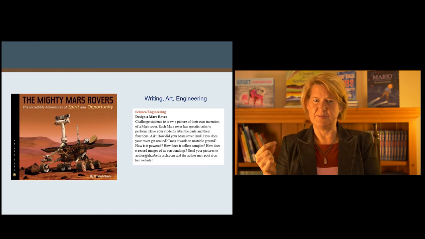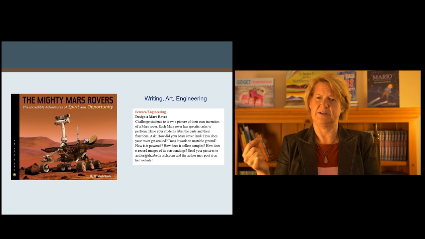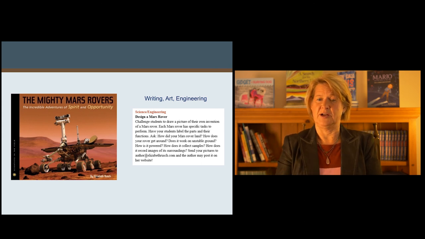How would it work on unstable ground? How is it powered? How does it collect samples? What does it do with those samples? So you can actually get into quite a sophisticated and fun engineering project through that. And I believe there might even be a worksheet that talks through those questions online.